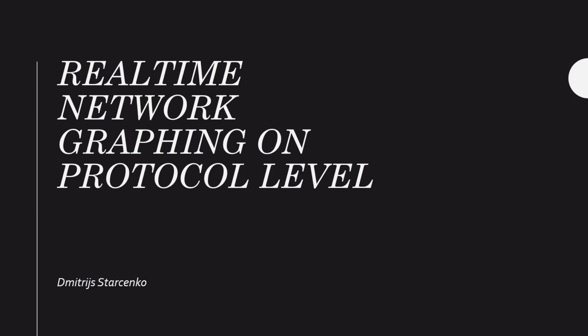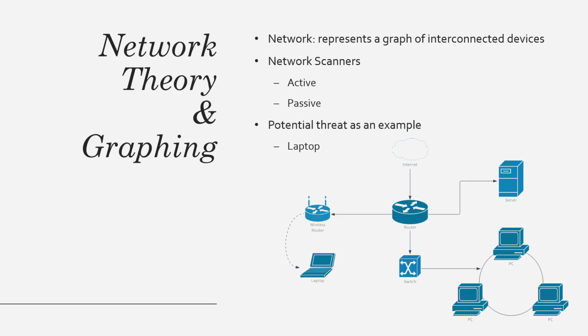Good evening. The following presentation is for Continuous Assessment 2 in Masters in Cybersecurity, and it's going to be a presentation around real-time network graphing on protocol level with the concepts taken from network theory and situational awareness of the systems. In computer and network science, network theory is a part of graph theory where a network can be defined and represented as a visual graph of all the interconnected devices on the network.